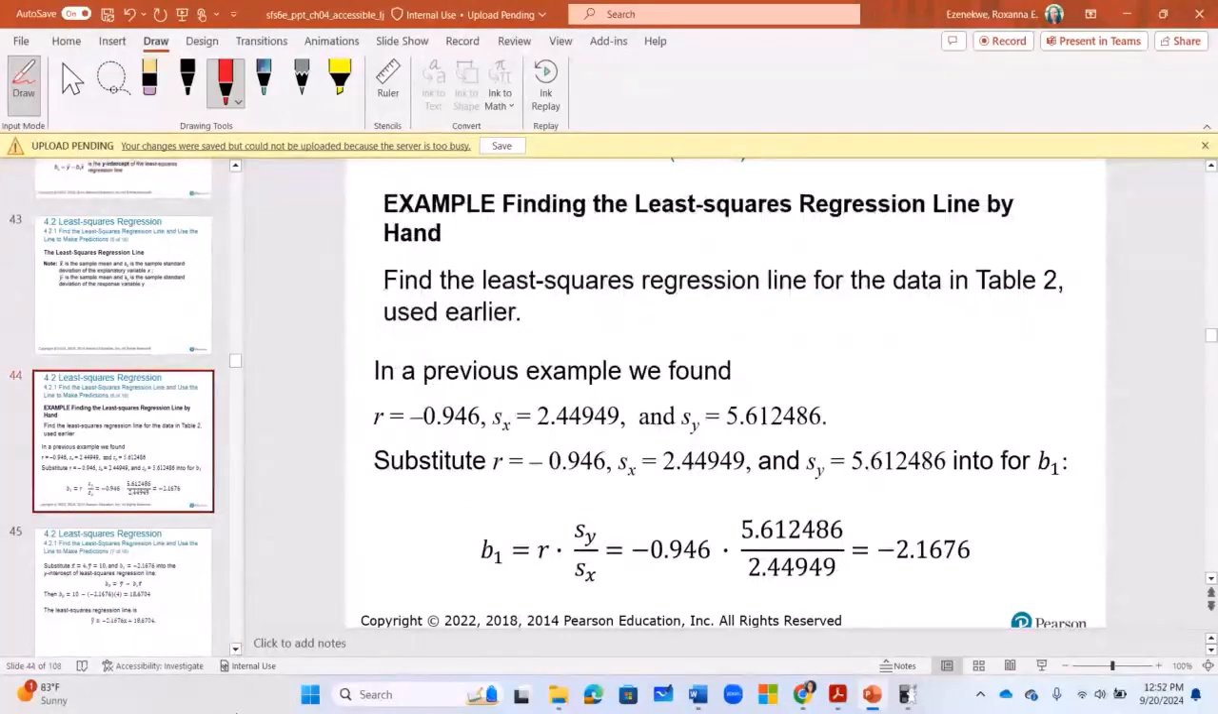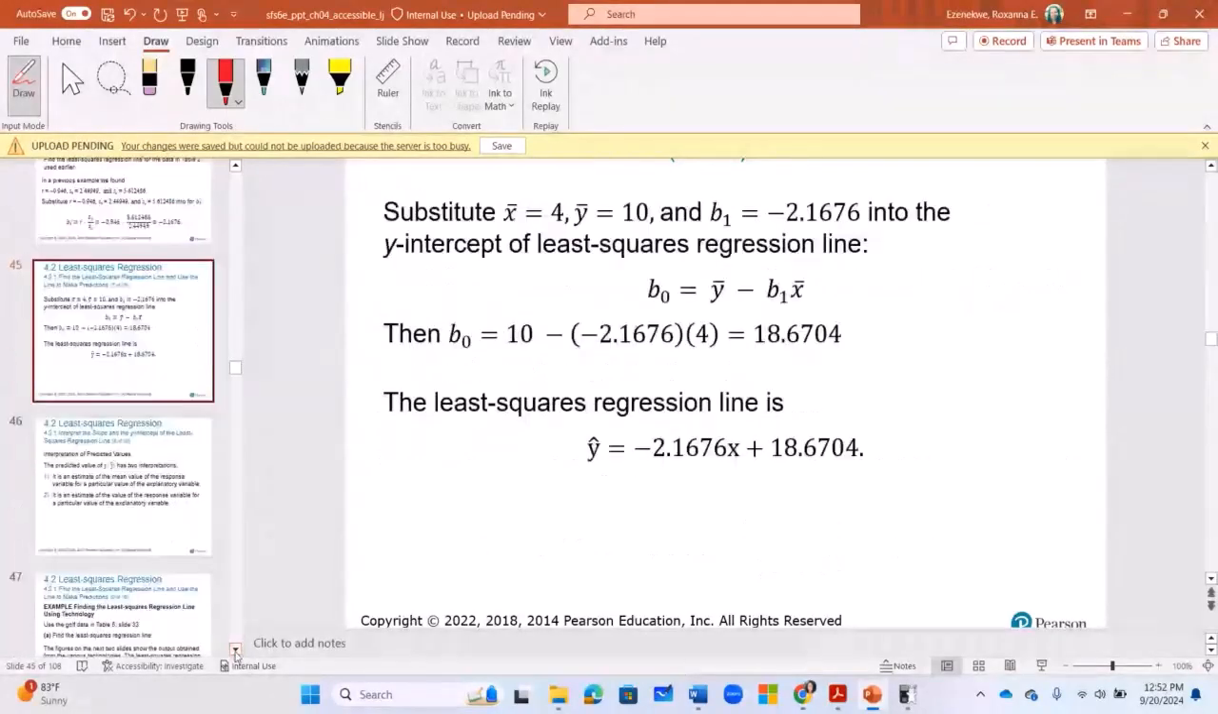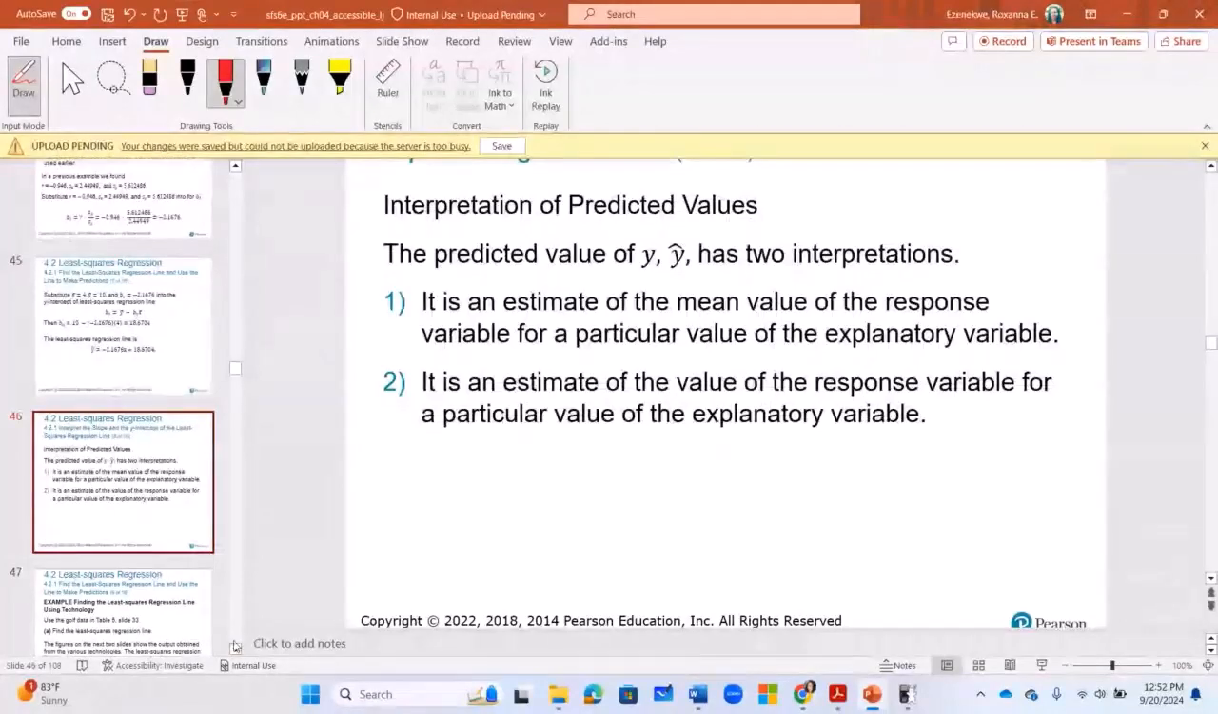Okay, the formula will be given to you. If you're told to calculate S, or told to calculate R, use your calculator, please, because it's a long formula. If you're told to calculate R squared, use your calculator also.